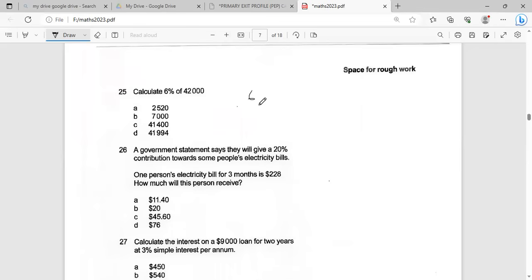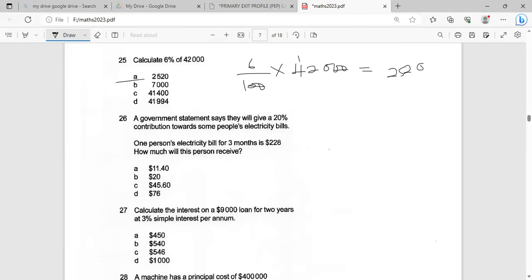So 6%, so it's 6 over 100. Everybody forgets them, because like every area, the percentage one I deal with. So this cancels. 6 times 0 is 0, 6 times 2 is 12, 2 carry 1, 6 times 4 is 24, and 1 is 25. So it's 2,520.